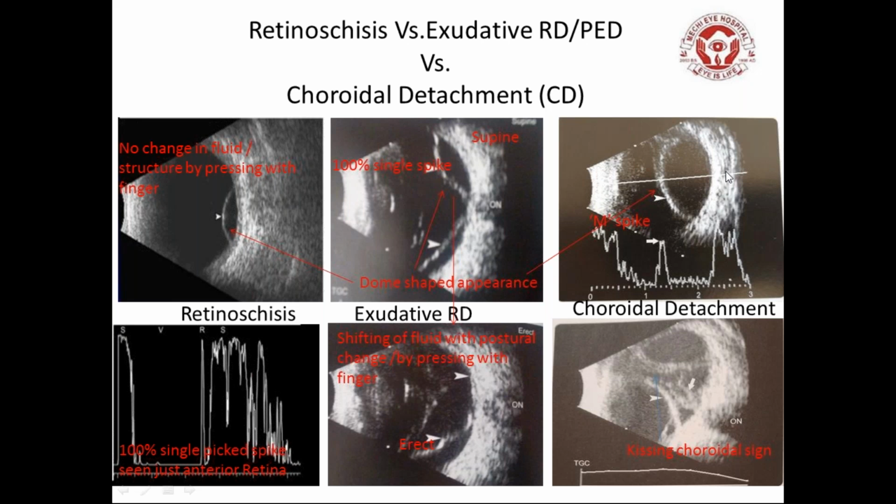Now what is the difference between retinoschisis and exudative RD? To differentiate it, we have to press the eye with the finger. If fluid decreases or changes in size, then it is exudative RD, and if it remains the same, there is no structural change by pressing with the finger, then it is retinoschisis.